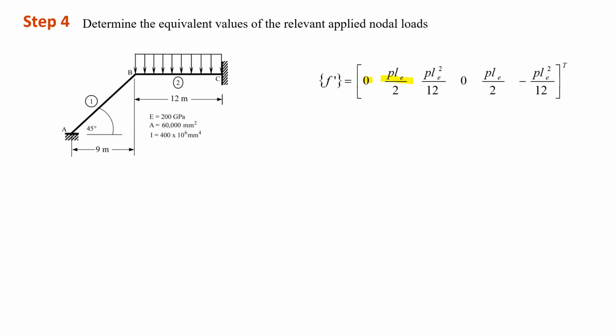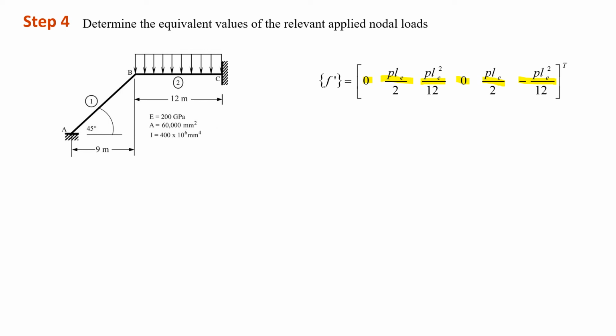The second term here is the force in y direction, and the third term is the moment at point B, or at the first node. The fourth term here again is for the second node, or node C in this case. The first term is for force in x direction, then force in y direction, and the last one is for the moment. The force in x is equal to 0, as clearly shown in the figure. We do not have any force in x direction. That's why the formula is always 0 for the x term.